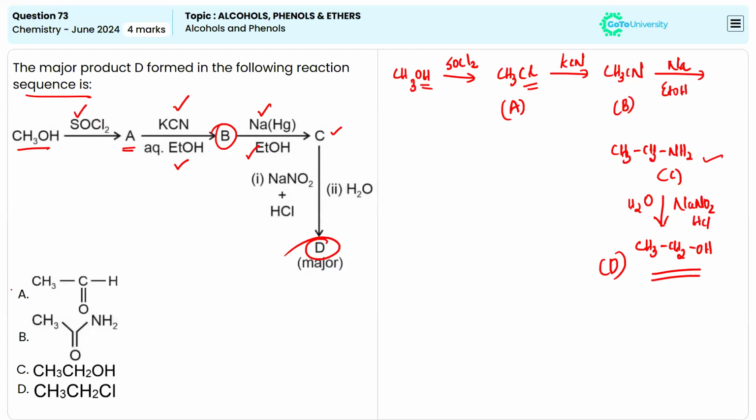So from the options, A is incorrect because it is keto aldehyde. B is also not the correct answer, that is given as amide. And the third one is the correct answer, that is the ethanol. And the fourth one is not the major product, that is the chloroethane, that is not at all forming here. So C is correct.